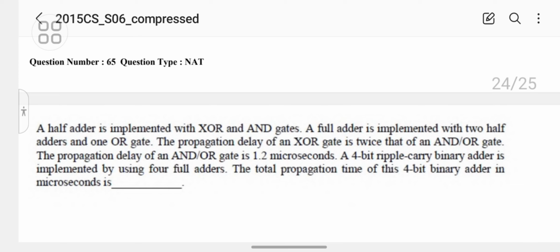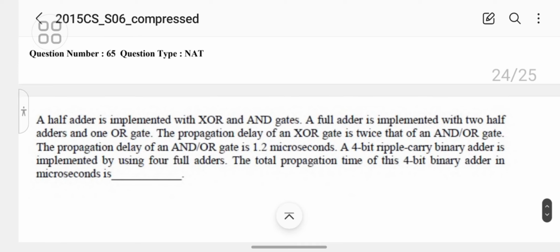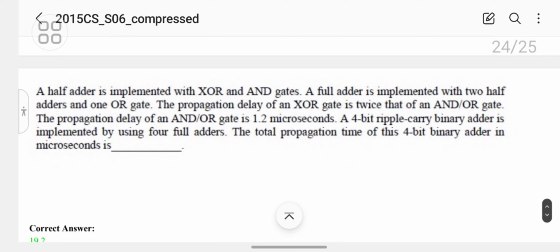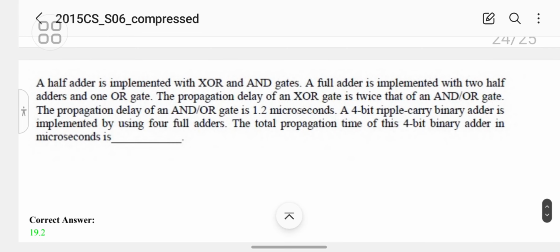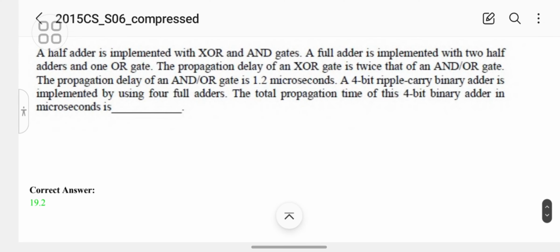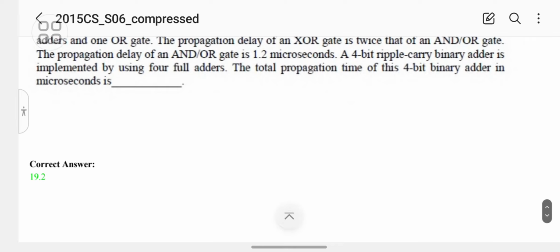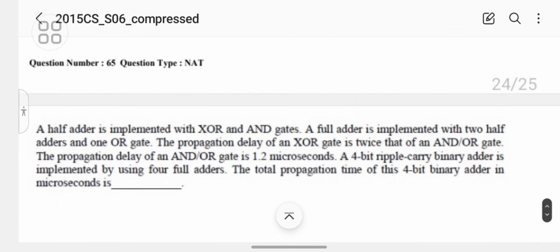65 is: a half adder is implemented with XOR and AND gates. A full adder is implemented with two half adders and one OR gate. The propagation delay of an XOR gate is twice that of an AND or OR gate. The propagation delay of an AND or OR gate is 1.2 microseconds. A 4-bit ripple carry binary adder is implemented by using 4 full adders. The total propagation time of this 4-bit binary adder in microseconds is 19.2. So yeah, this was the answer for this one.